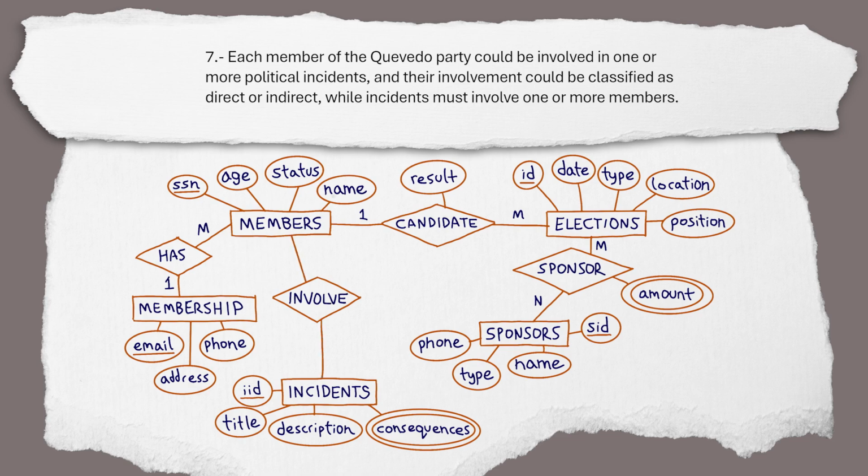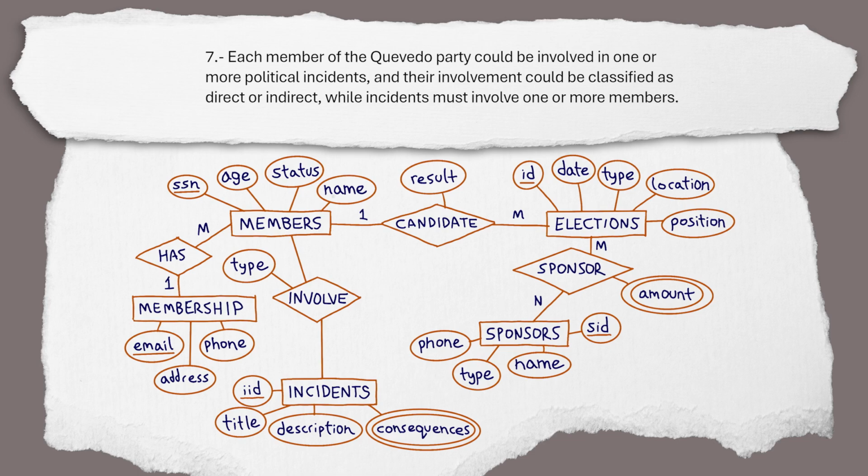And then their involvement could be classified as direct or indirect. Again, it's given an attribute, a qualification to that relationship. Then, in this case, we can say type of involvement is an attribute in that relationship. And then it says incidents must involve one or more members. And a member can be involved in one or more political incidents.